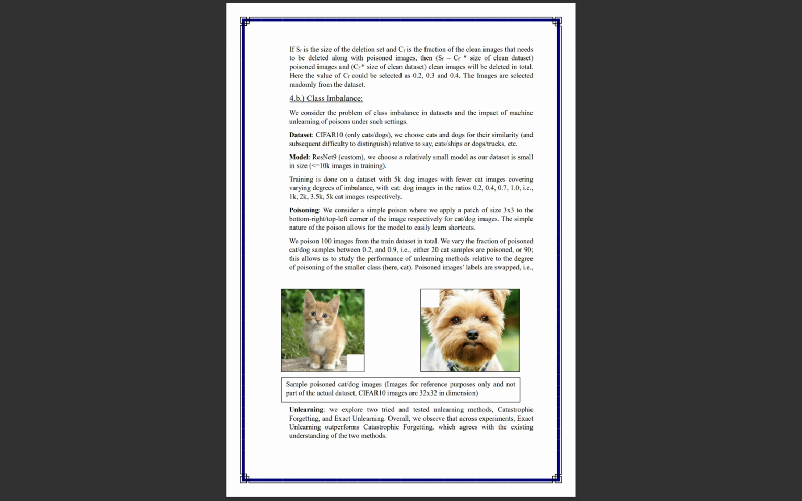We explore two tried and tested unlearning methods: catastrophic forgetting and exact unlearning. Overall, we observe that across experiments, exact unlearning outperforms catastrophic forgetting, which agrees with the existing understanding of the two methods.